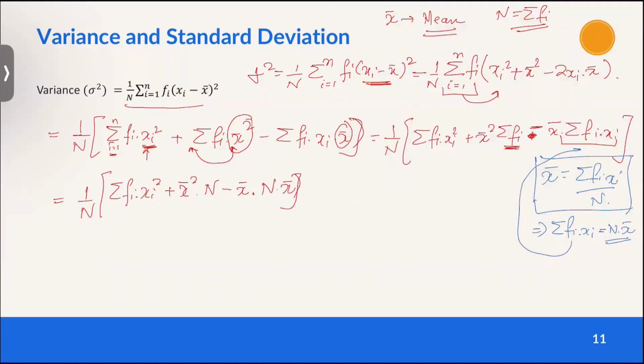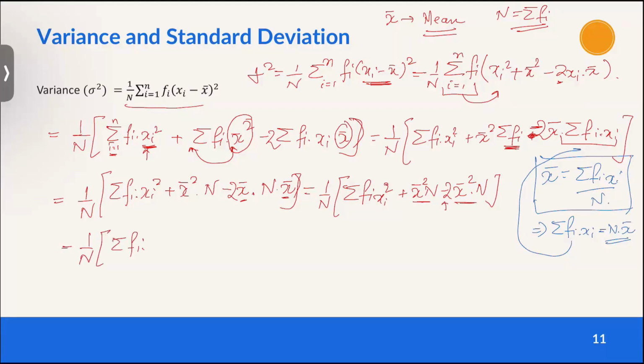You see, this x bar and this x bar we will multiply and we will get 1 by n summation of fi xi squared plus x bar squared and minus 2 x bar squared into n. We had a 2 here. Where did we? Oh, we didn't write the 2. We had a 2 here. Okay. So we'll get 1 by n summation of fi times xi squared minus x bar squared n.